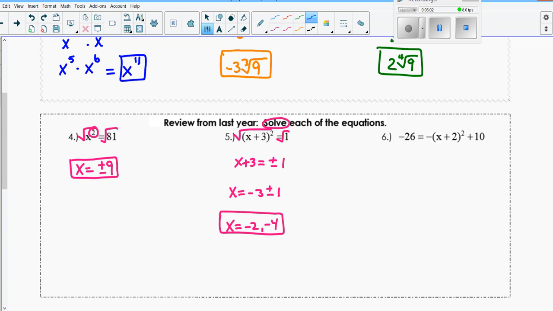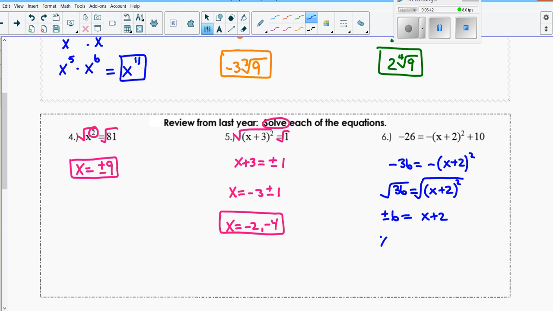Alright, let's try again. A little bit more steps. Alright, so in this one I want to move the constant first. So if I subtract 10 to both sides, I get negative 36 equals negative x plus 2 squared. Before I can take the square root, I need to get rid of this coefficient, so I have to divide both sides by a negative, giving us 36 equals x plus 2 squared. Since the whole quantity is being squared, I want to square root. Because I square rooted, it's plus or minus 6 equals x plus 2.